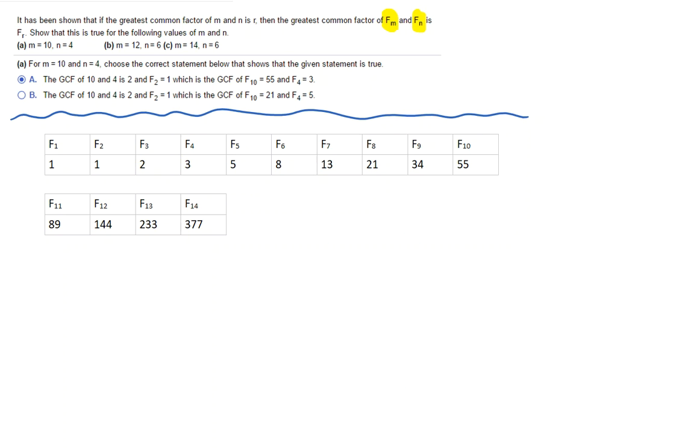And the reason why I decided to go up to F14 is because up here in the problem, when I look at the m's and n's that they're asking me to look at, the largest one of those is 14. So I needed to know up to F14. Now, what this theorem or property is actually saying is if I take any two numbers, for example, we'll just start with 10 and 4 and determine their GCF. In this case, the GCF of 10 and 4 is 2 because it's the biggest number that divides into both of those. So that's really all the math that you're doing in this problem is determining greatest common factors.